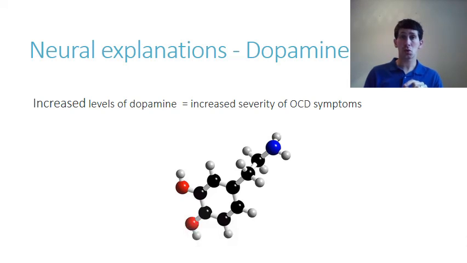So we've got two neurotransmitters that are heavily involved in most psychological topics you're going to learn about: serotonin, our feel-good hormone, and dopamine. So remember, low levels of serotonin increase our OCD, high levels of dopamine increase our OCD.